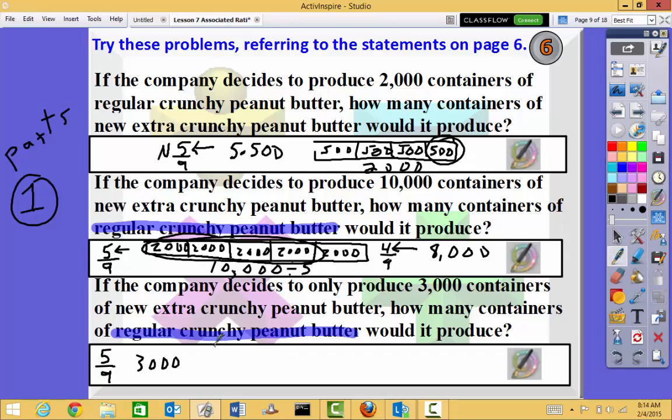Well, again, I'm going to draw a tape diagram just for a visual if needed. The whole thing is 3,000. And since it is the extra crunchy, the number of parts it makes up is 5. So 1, 2, 3, 4, and 5. So 3,000 divided by 5, or I can use my tape diagram to figure it out, either way, I'm getting 600.